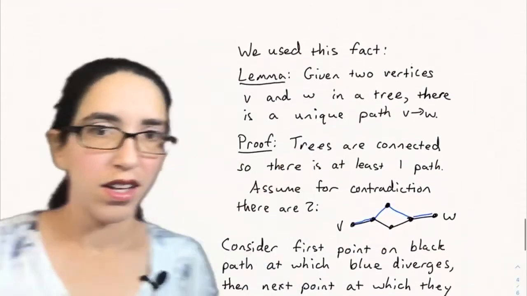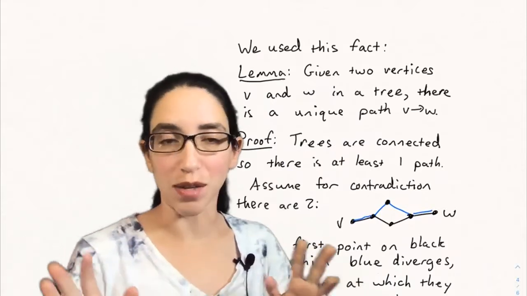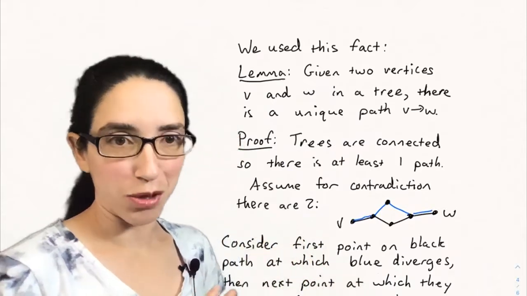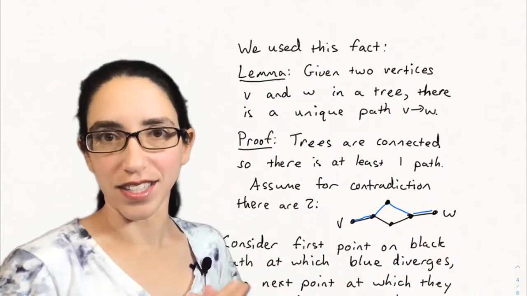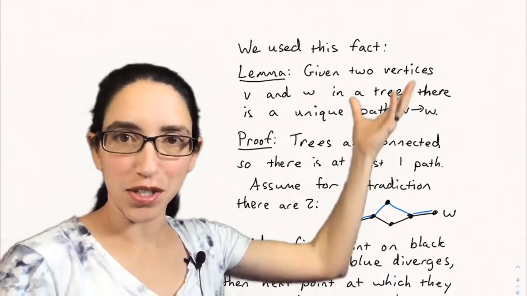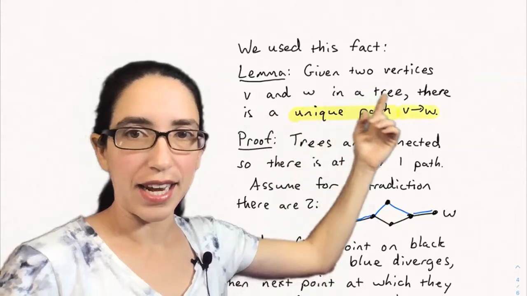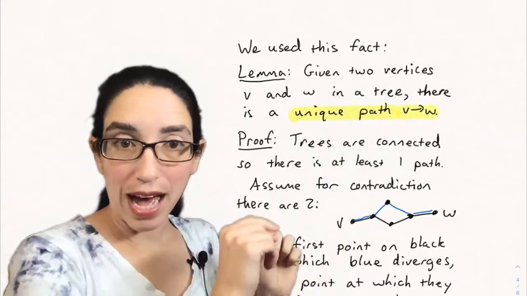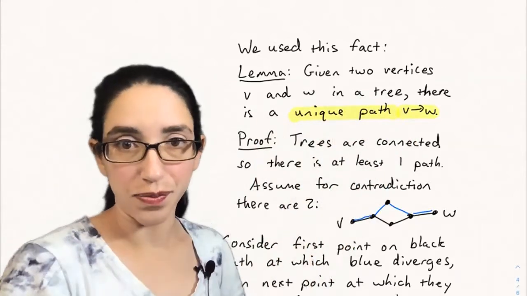So one thing I want to point out is there was one fact about trees that I was implicitly using in the proof above, and it looked visually obvious, but it's not actually the easiest thing to prove. So the fact about trees that I used is if you have two vertices, v and w, in any tree, then there's a unique path between v and w. There's only one way to get from v to w.